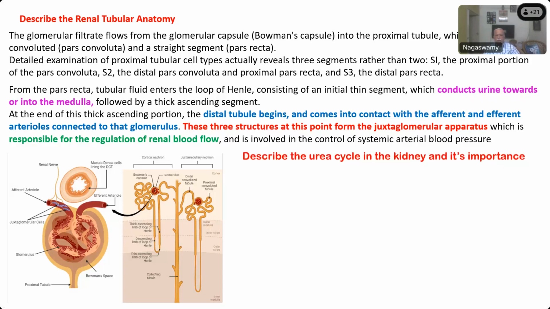Does urea have a role in any? Yes, sir, for the function of concentrating the urine, the urea cycle is important, sir. Very good. Even though urea is a waste product, or the product to be excreted, how is urea formed?